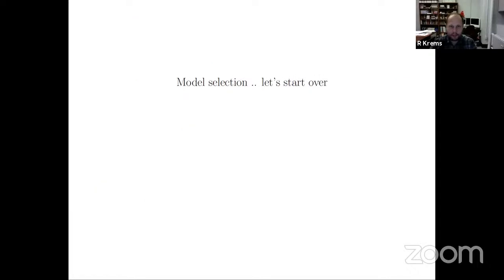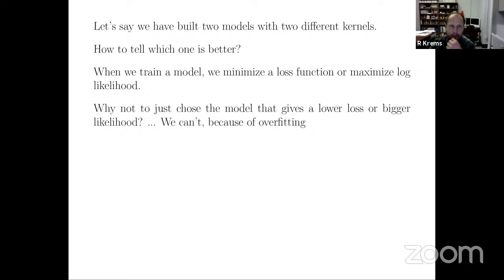Okay, so let's consider this problem from a different perspective. Again, we have built two models with two different kernels. We want to tell which one is better. When we train a model, we minimize a loss function, as in the kernel ridge regression, or maximize log likelihood. Why not just choose the model that gives a lower loss or bigger likelihood? Now, this we cannot do because of overfitting.